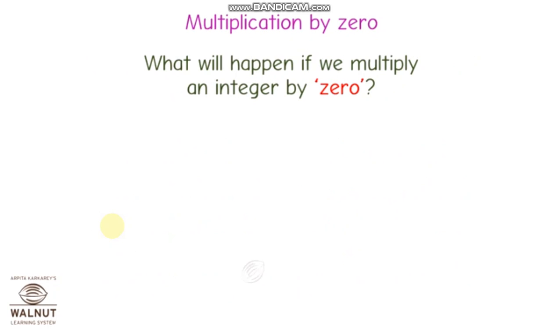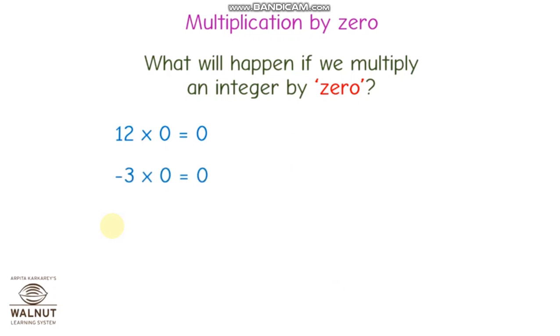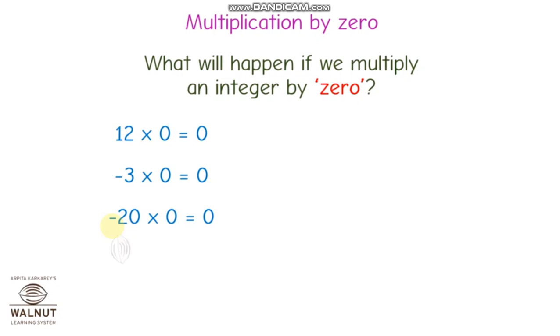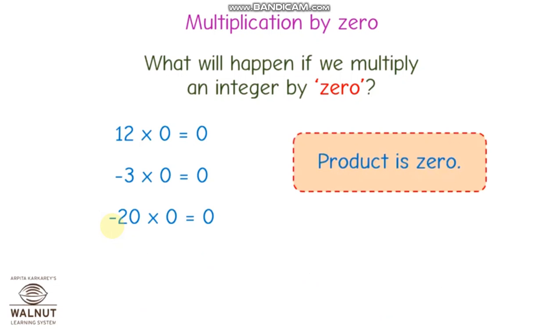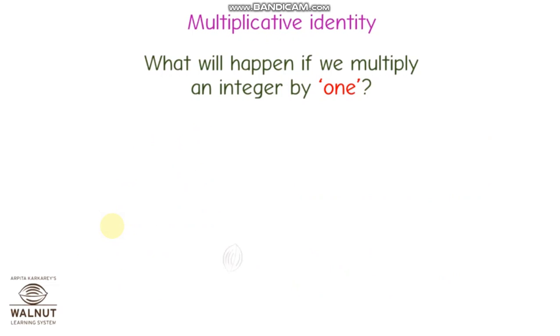Okay, next, multiplication by 0. What happens when we multiply with 0? For example, 12 into 0, the product is 0. Take another one: minus 3 into 0, the product is again 0. Minus 20 into 0, again the product is 0. Remember, if you multiply an integer by 0, the product is always 0.